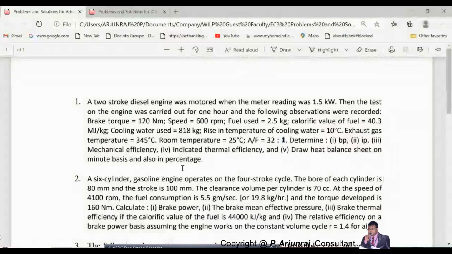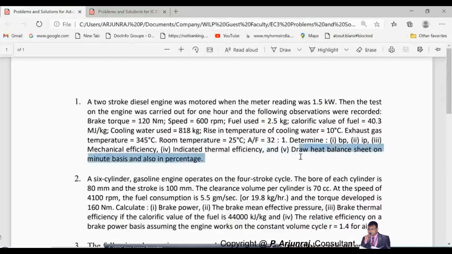You get the mechanical efficiency, and the indicator thermal efficiency is nothing but the efficiency of the engine considering the in-cylinder of the system. Okay, so here they're asking to calculate the efficiency, and then they're also asking to calculate the heat balance sheet, and they're asking to calculate on minute basis. Okay, the heat balance can be on the second or hour or in minute. So they're asking to calculate in minute basis and also the percentage.